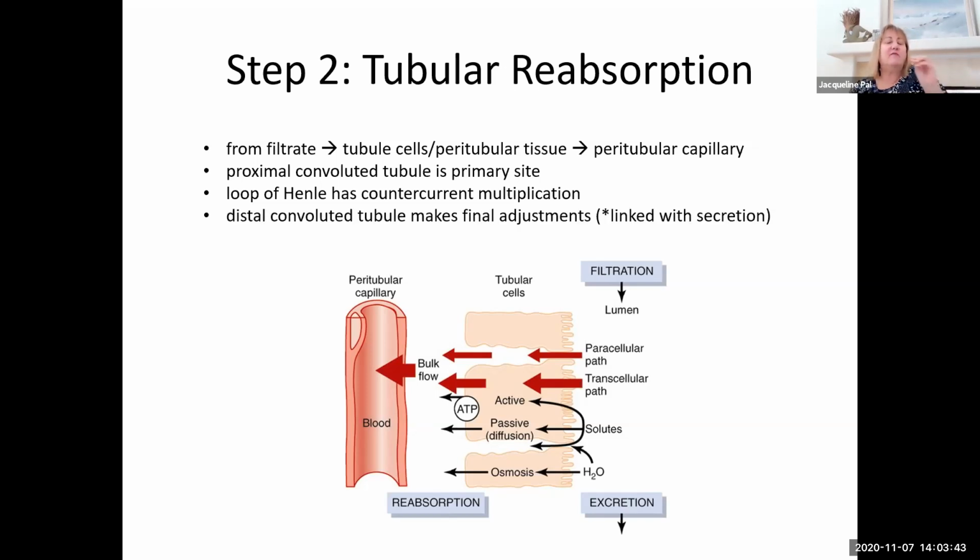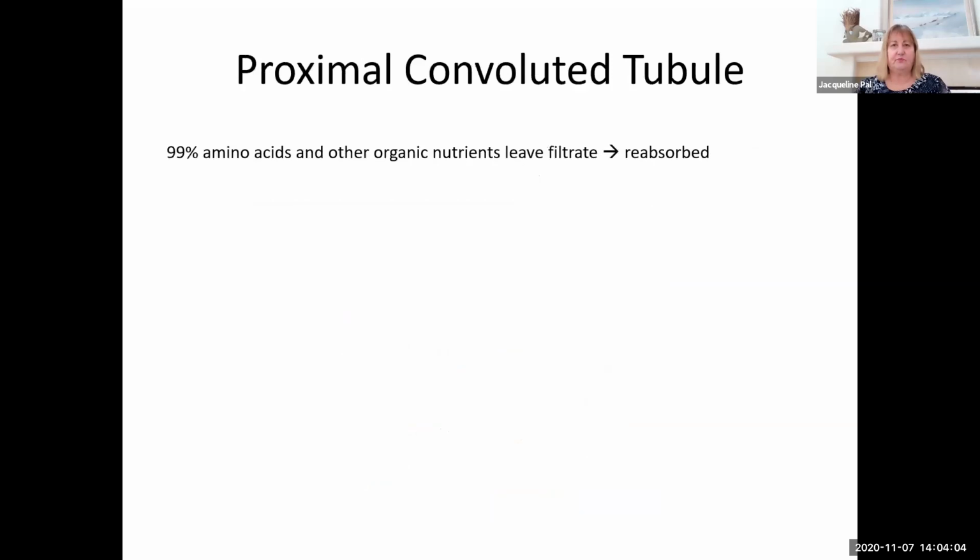Now, we can have just a tiny bit of tubular reabsorption occurring in the distal convoluted tubule, but this would have to be linked with tubular secretion. So we're not considering the distal convoluted tubule as a site of tubular reabsorption, just the proximal convoluted tubule, as well as the loop of Henle.